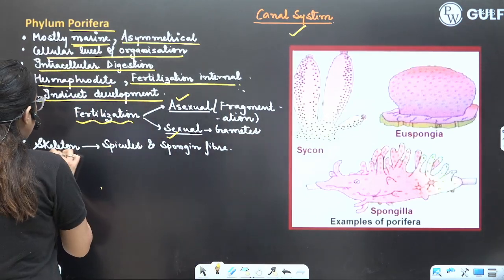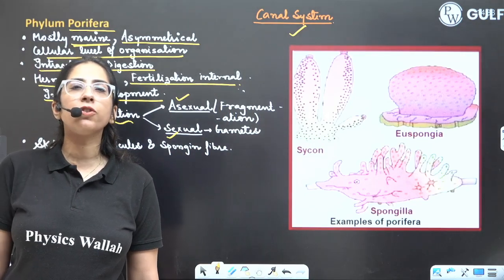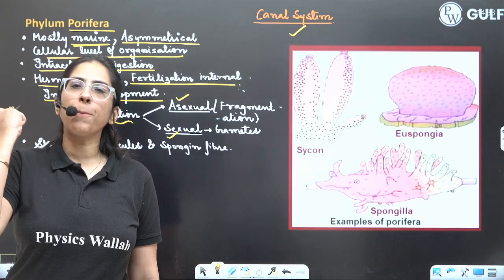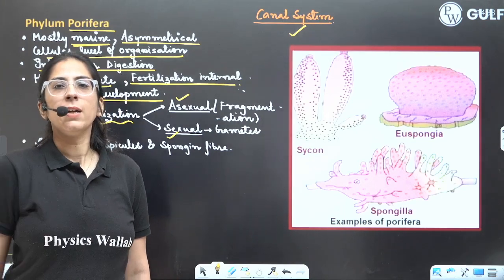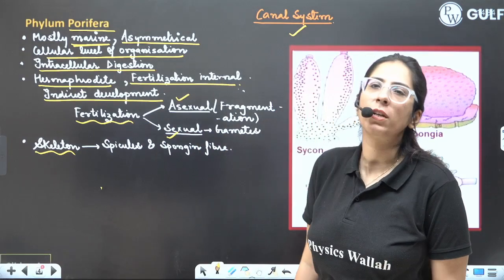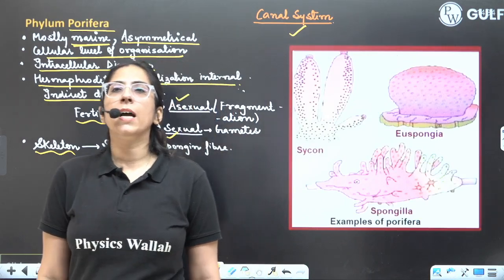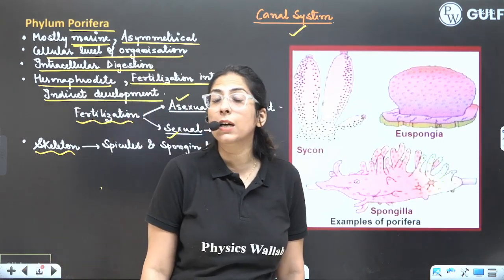Moving on to the skeleton. Do they have a skeletal system? Yes, they have spicules and spongin fibers which give them a proper skeletal system. Done. So Porifera, pore bearing animals, have a cellular level of organization. Next, they have intracellular digestion, are mostly marine, and asymmetrical.